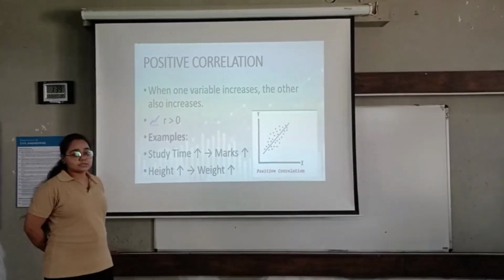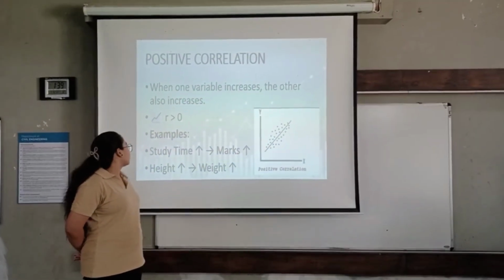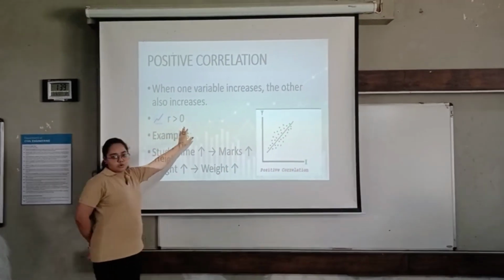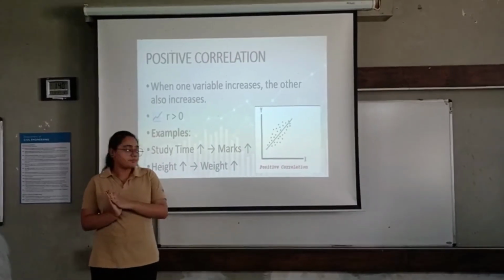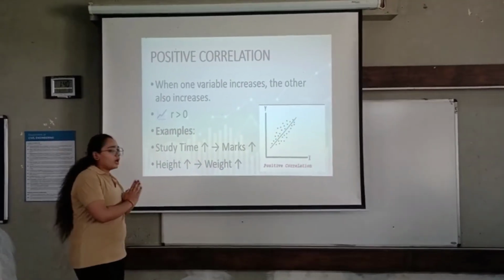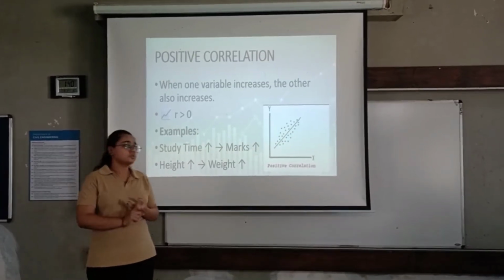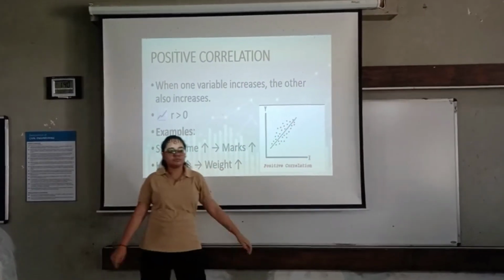Now, what is positive correlation? When one variable increases and the other also increases, the R value is more than 0. Example: if study time increases, marks will also increase. If the height of a person increases, his or her weight also increases. It is shown on a graph with an increasing line.